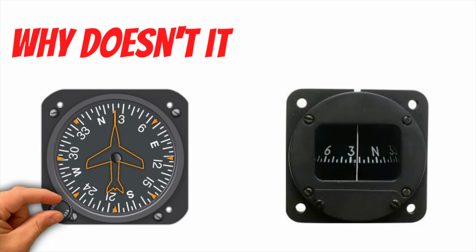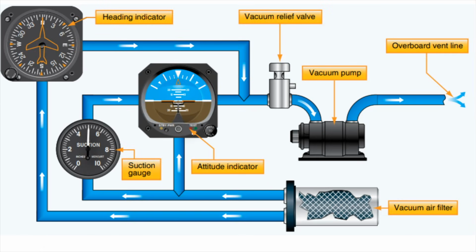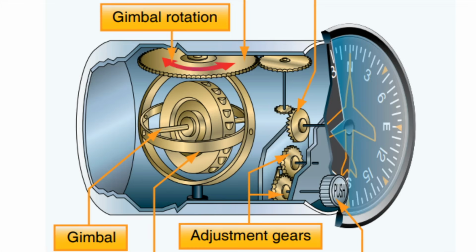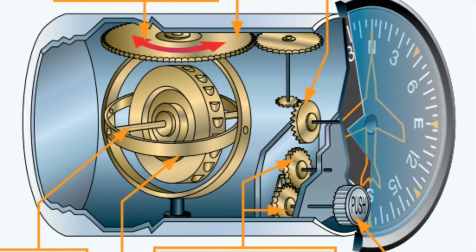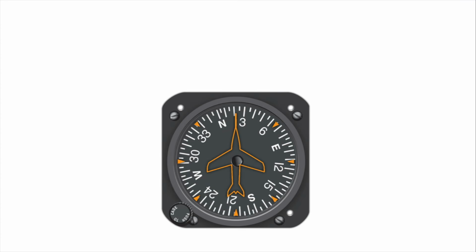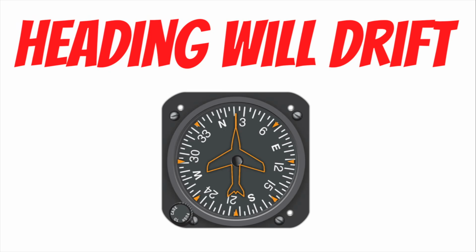Why doesn't the heading indicator just stay this way? Well, one of the reasons is because when we shut down the engine, the gyro stops spinning. The other reason is because of something called precession. Let's look back inside the heading indicator. Notice how many moving parts are in here. All these parts that move are affected by friction. Friction will cause your heading indicator to drift from the heading you set in there. And this is what we call precession.